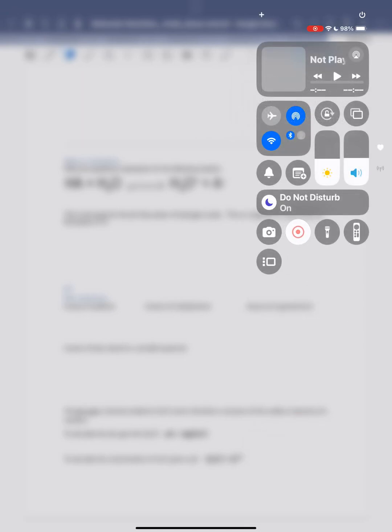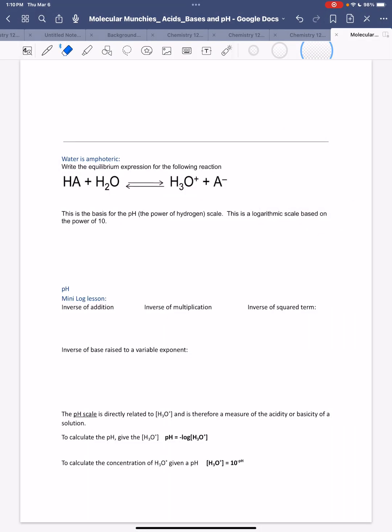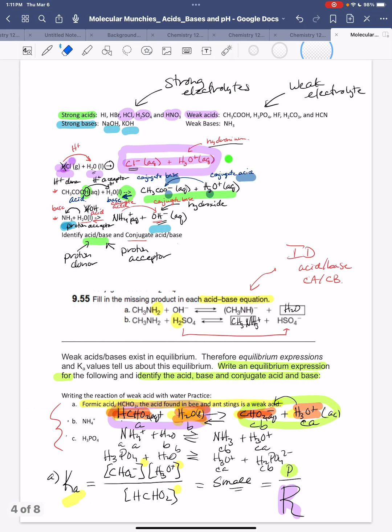Hello, chemist. We have a couple more lectures on acids and bases and buffers, so we're trying to finish that up. Last time we spoke, we were talking about acids and bases and conjugate acids and bases, and we were talking about the equilibrium expression for a weak acid or base system.